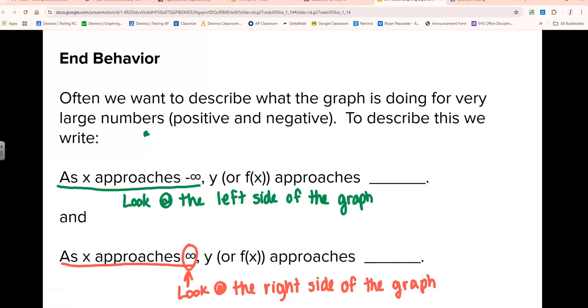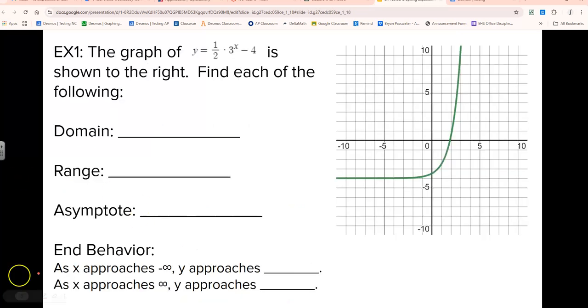Exponential equations are always going to have a horizontal asymptote. So when we're looking at what's happening on the end, we are either going to see it go up forever, down forever, or it might have a horizontal asymptote and level out at a number. Okay, so let's look at finding all these things.